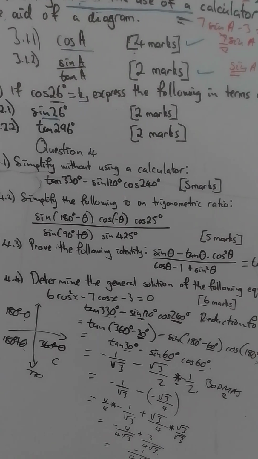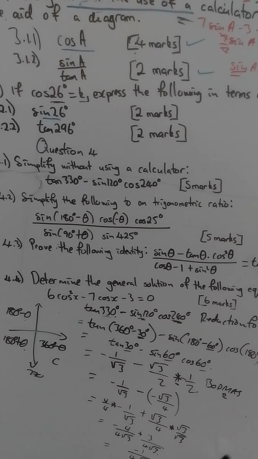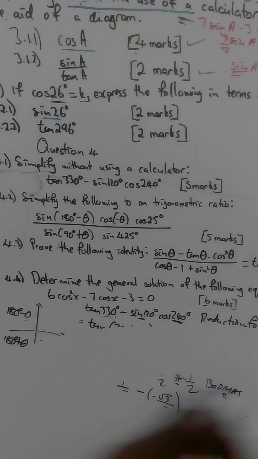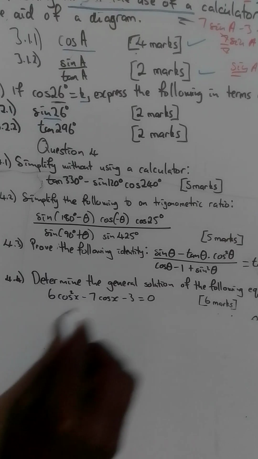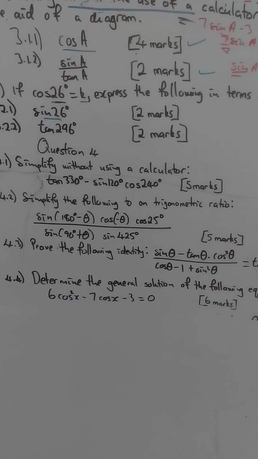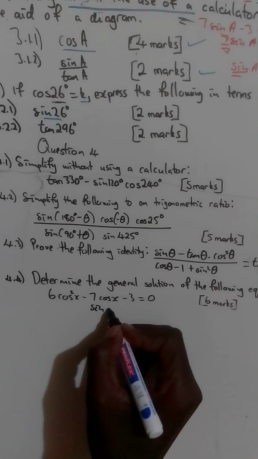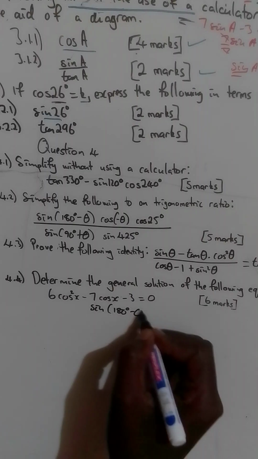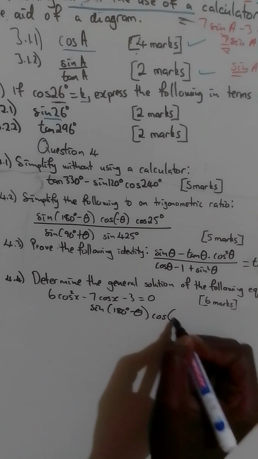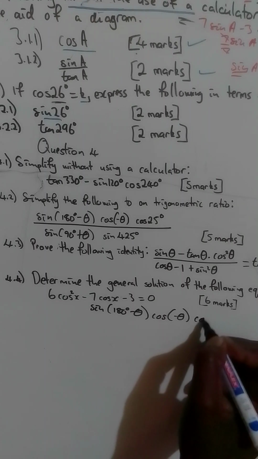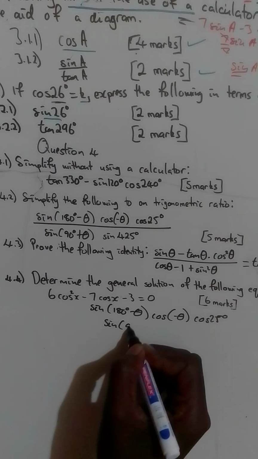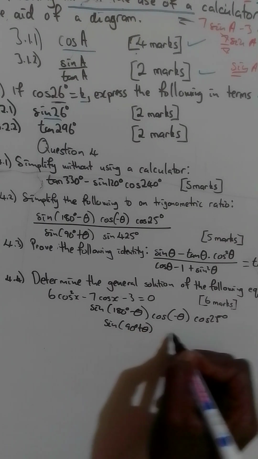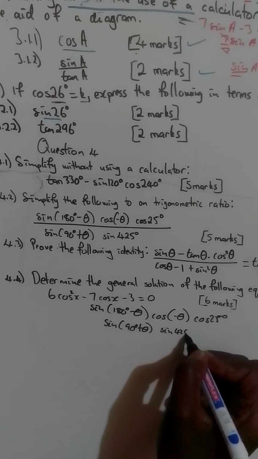Question 4.2. We're still using our reduction formulae. Now, this time around, what are we given? We are given the question which reads as follows. We've got sine 180 degrees minus theta multiplied by cos open bracket negative theta, cos 25 degrees, and this is all over sine open bracket 90 degrees plus theta, and this is sine 425.